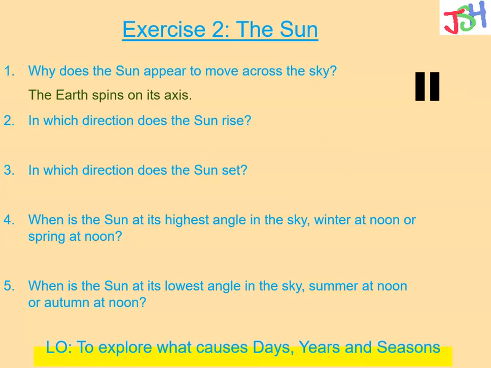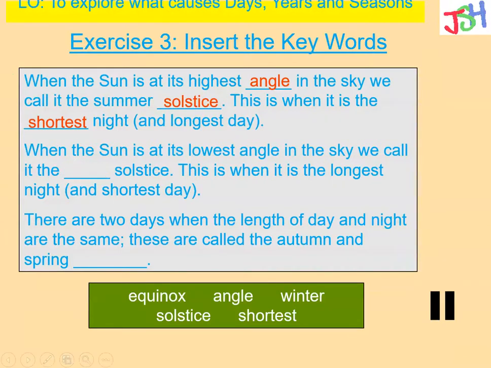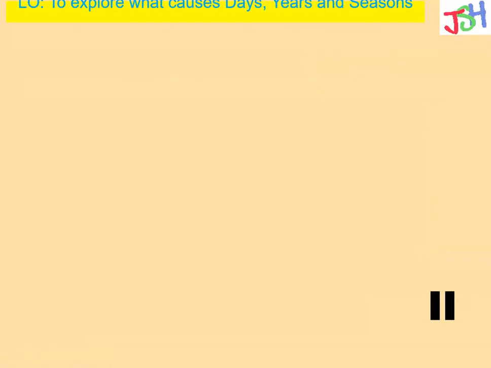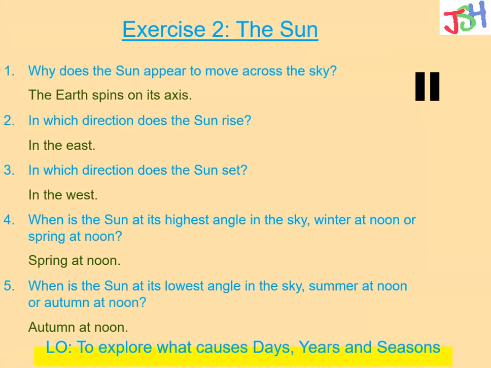Okay. First question. Get your green pen, please, to mark. Why does the sun appear to move across the sky? That's because the Earth spins on its axis. Second question. In which direction does the sun rise? The sun rises in the east, and in which direction does the sun set? The sun sets in the west. Okay. Mark your answers now. What did you score? Well done.